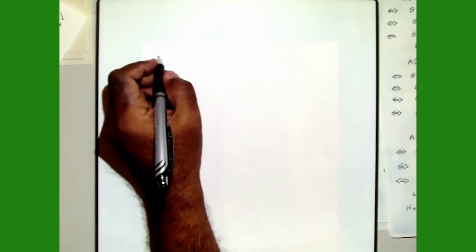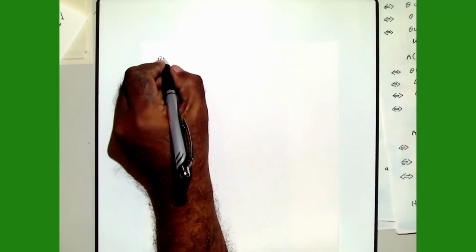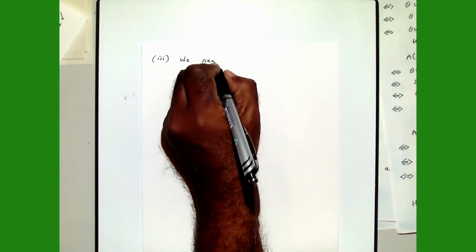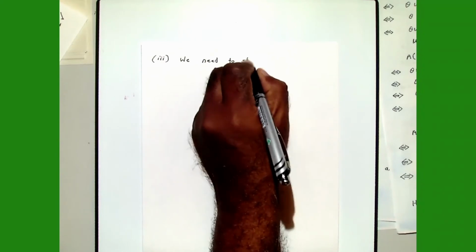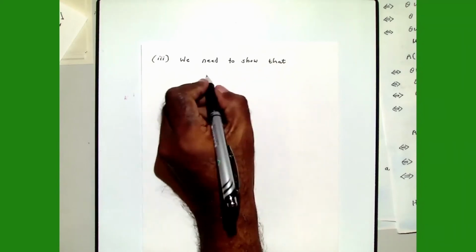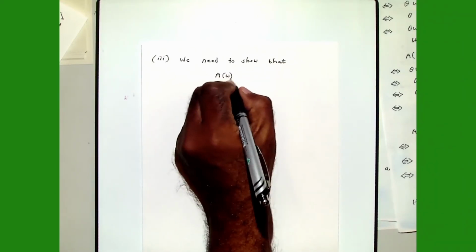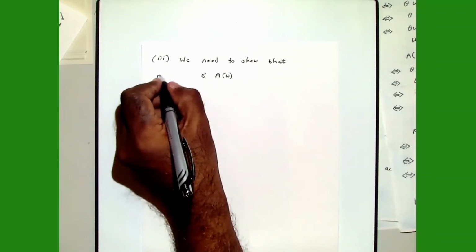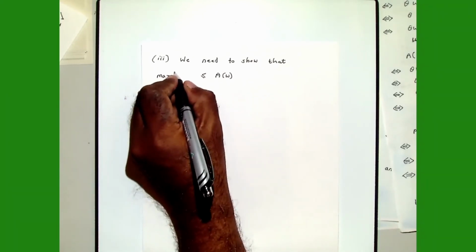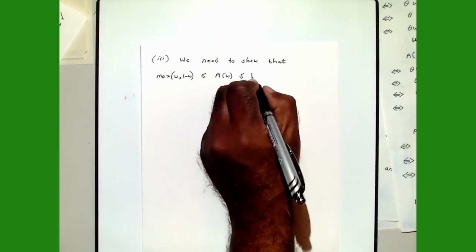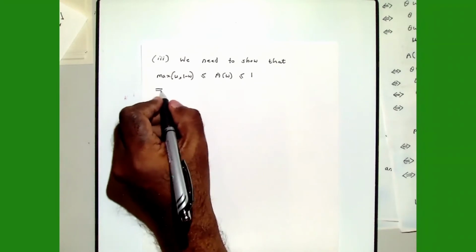So this is condition 3. We need to show that A of W is between the maximum of this, right, and 1. Now this condition is equivalent to the following.